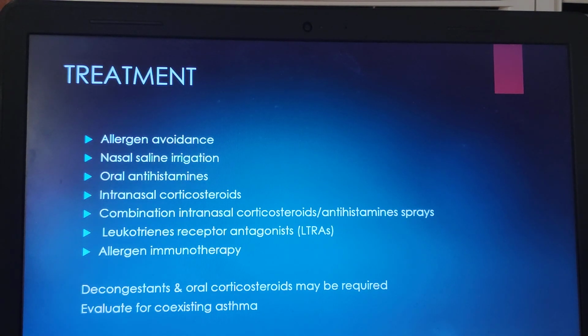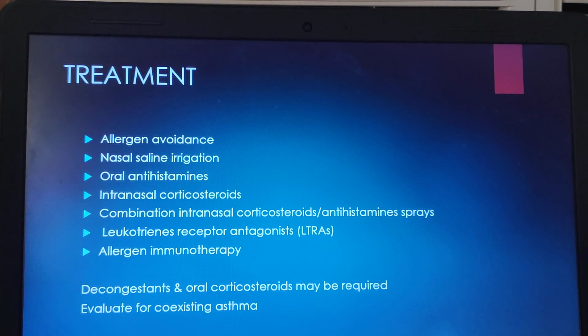The intranasal corticosteroids are available in the form of nasal spray, and they are used sometimes if the oral treatment with antihistamines is not effective. There are also combinations of intranasal corticosteroid with antihistaminic sprays. So there are combination sprays containing antihistamine plus intranasal corticosteroids. They are again used if the patient has moderate to severe disease. Another class of drug used in the treatment of allergic rhinitis is leukotriene receptor antagonist, which is used either as a single drug or in combination with antihistamines.